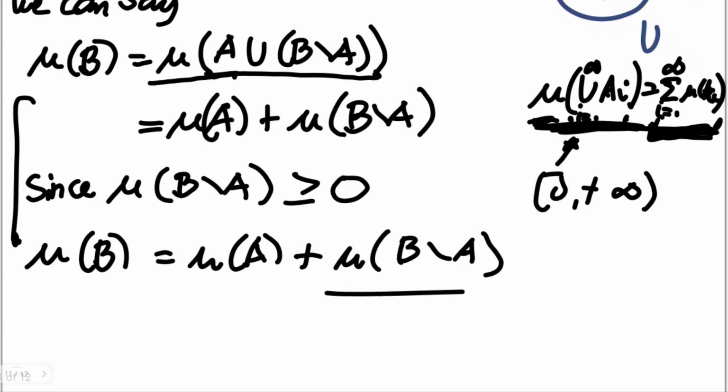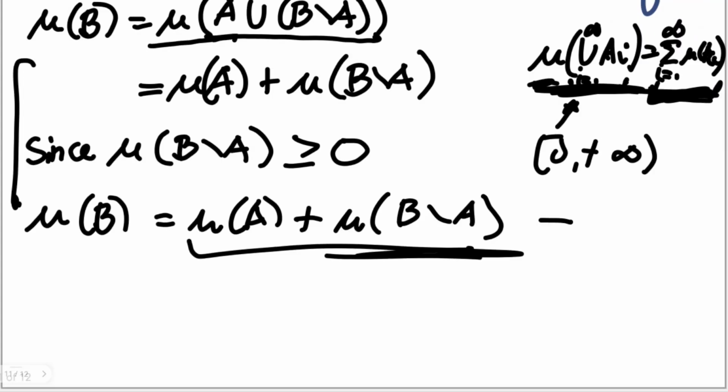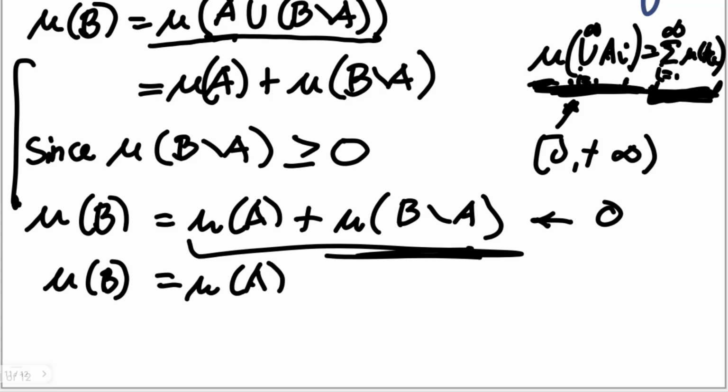And since this is greater than or equal to 0, and the sum is equal to the mu of B, that would mean if this is 0, then the mu of B is equal to just the mu of A, if the mu of B minus A is equal to 0. Again, we don't know how the measure function is defined. So what if it's 0?